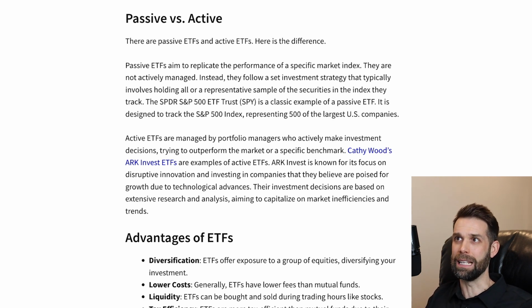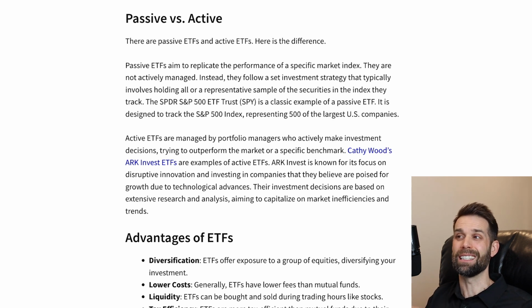It's a passive ETF. Now, on the other hand, an active ETF is actually managed by portfolio managers. A very popular portfolio manager is Cathie Wood, and she has her ARK Invest ETFs. These would be examples of active ETFs. ARK Invest is known for its focus on disruptive, innovative companies that are believed to be poised for a lot of growth and technology advances.